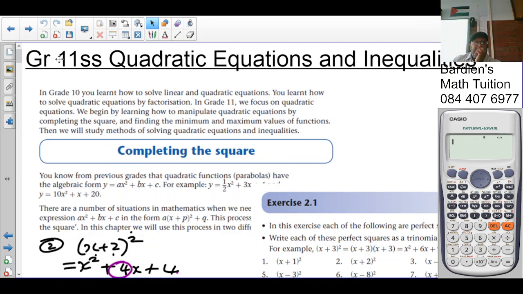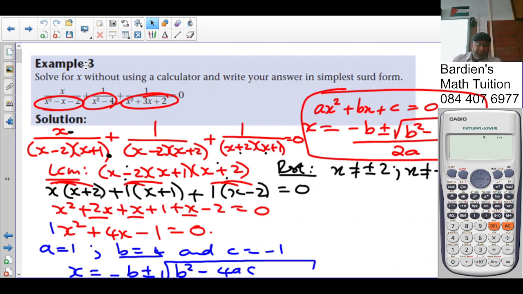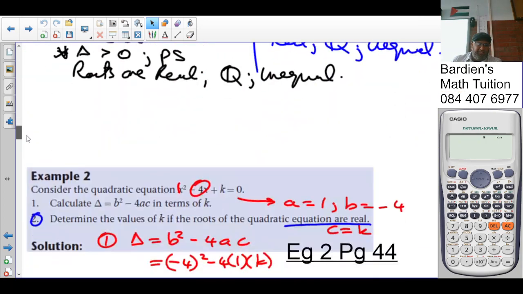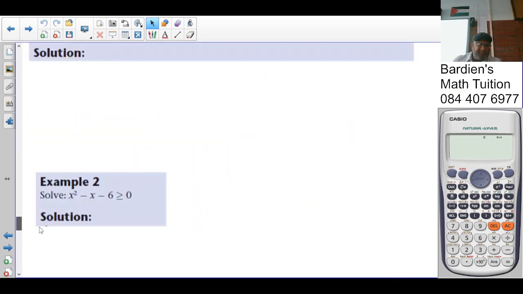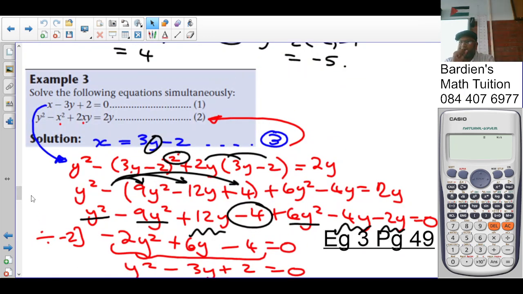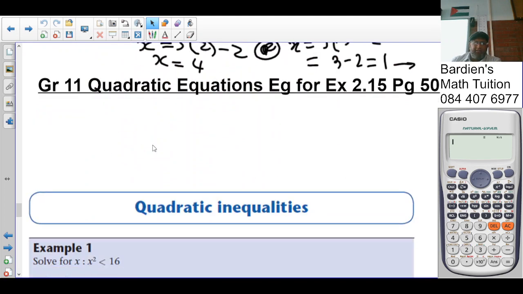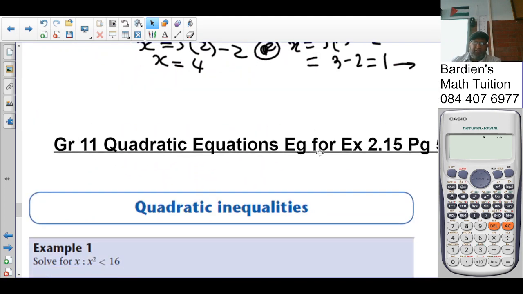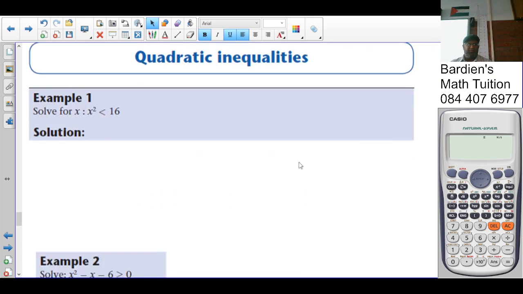Okay, good morning class. So today we're looking at quadratic equations and inequalities. I think we're coming to an end of this chapter. In our last lesson we looked at simultaneous equations. So today we're going to look at quadratic inequalities, and that's your heading for today. Okay, quadratic inequalities.